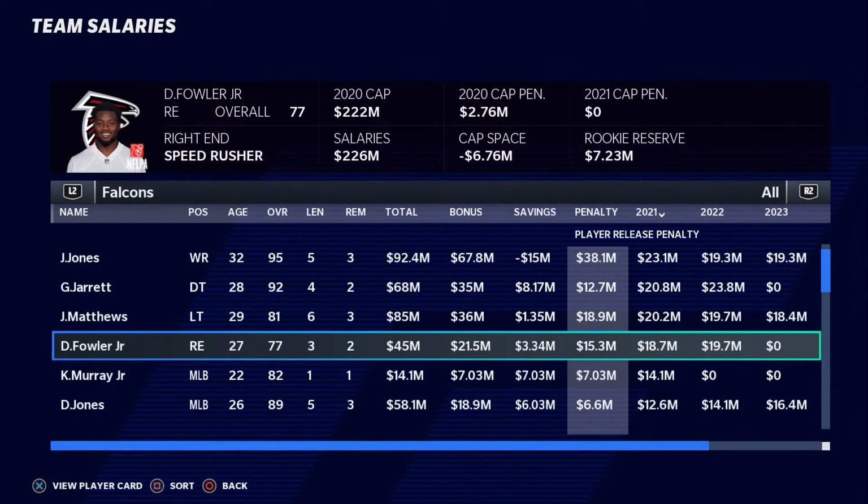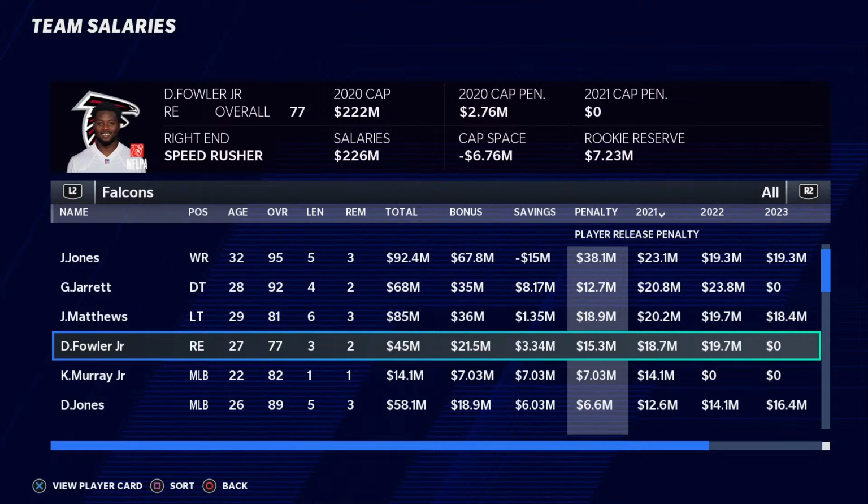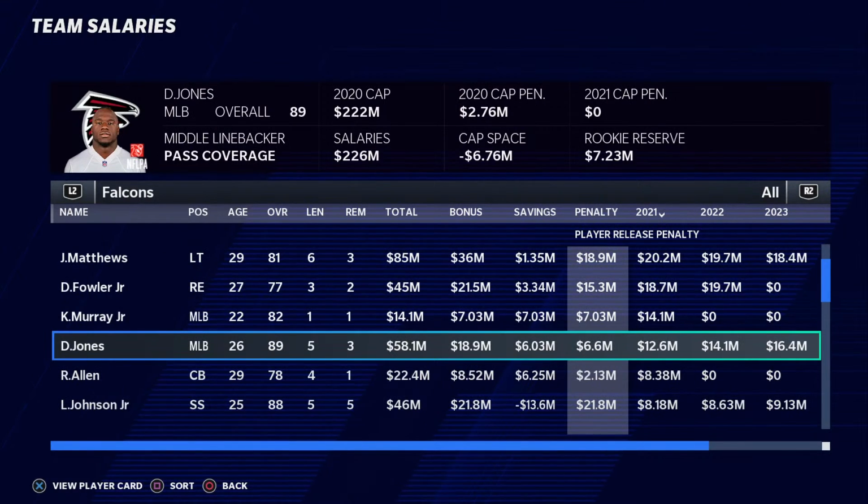Salaries plus your cap penalty equals your cap number. You want to get under that cap number. So 222 million is what you got to get under. So salaries is whatever your salaries is, plus all that extra nonsense you see, the cap penalty and the rookie reserve. You have to be smart about it.